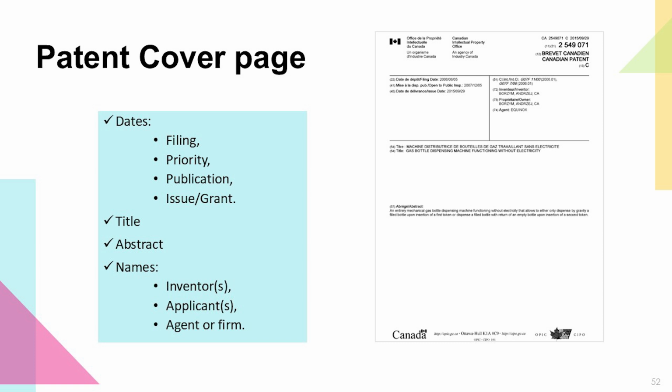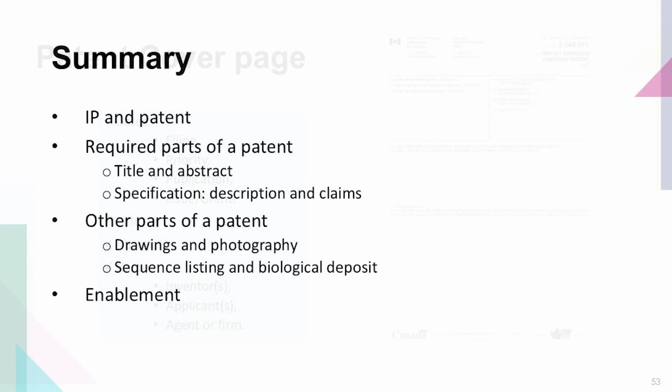And that is the last part of a patent to be discussed in today's webinar. So, to wrap up, we have seen IP rights and what a patent objectively is. We have also reviewed the required parts and the optional parts of a patent, depending on the topic of the invention. And we have also explored the way a monopoly is to be secured and what patent enablement is all about. This concludes the webinar on the anatomy of a patent, and I sincerely hope that you have learned something new today and enjoyed this presentation.